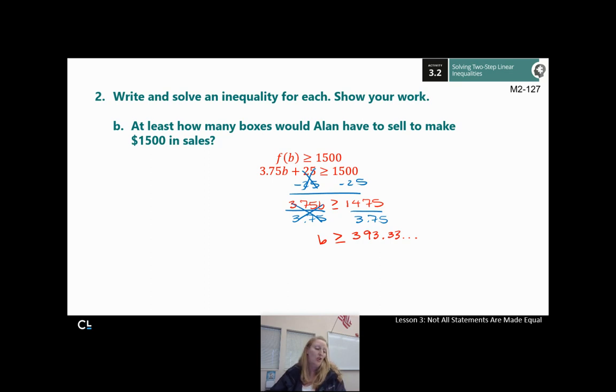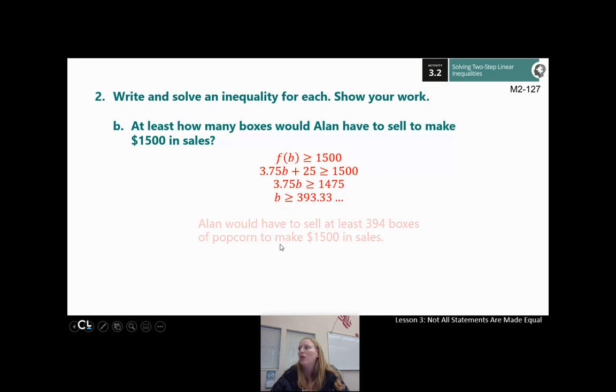393.333, and the threes go on forever. Okay, now again, can't sell fractional boxes of popcorn. And I want b to be bigger than this, so I'm going to round up because b needs to be bigger than this number. I'm going to round it up to 394. So that means Alan would have to sell at least 394 boxes of popcorn in order to make $1,500 in sales. Good job, Alan.